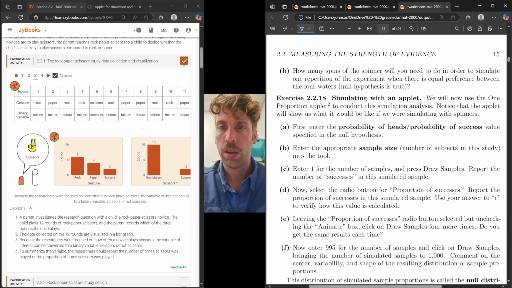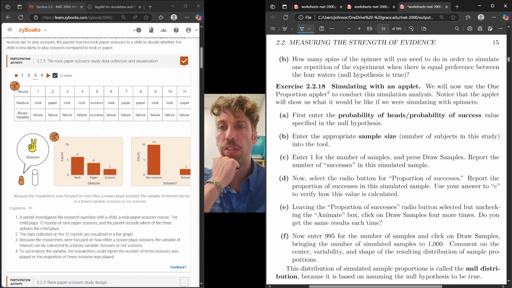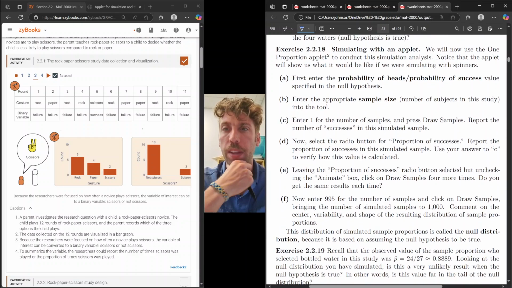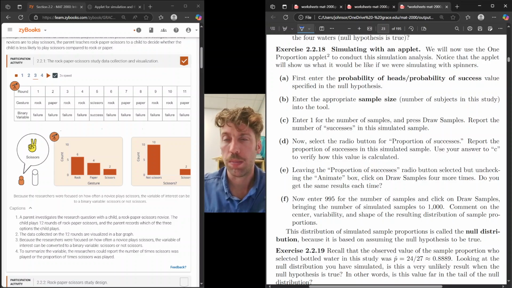Now, how many spins of the spinner will you need to do in order to simulate 1 repetition? This should be related to the first paragraph because it's related to the sample size. Now, simulating with the applet. We'll now use the 1 proportion applet to conduct the simulation example. If you've got this PDF on your computer, you can click the number 2 there, and it should take you to a website, or you can follow Canvas to student resources, applets, 1 proportion.